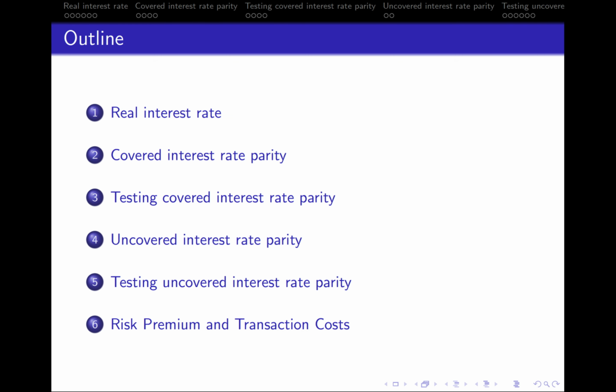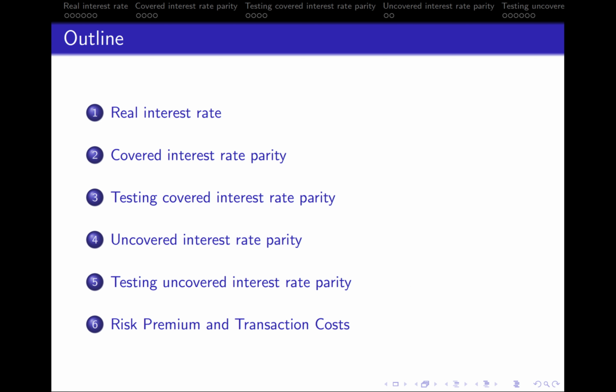Okay, so what are we going to discuss today? We're going to start with real interest rate that actually provides us with a link between interest rates and prices, which will allow us to create a model that incorporates both of those into exchange rate determination. And we're going to start by discussing covered interest rate parity. Then we're going to move to testing it. Then we will go to uncovered interest rate parity. And again, we're going to move to testing this notion.